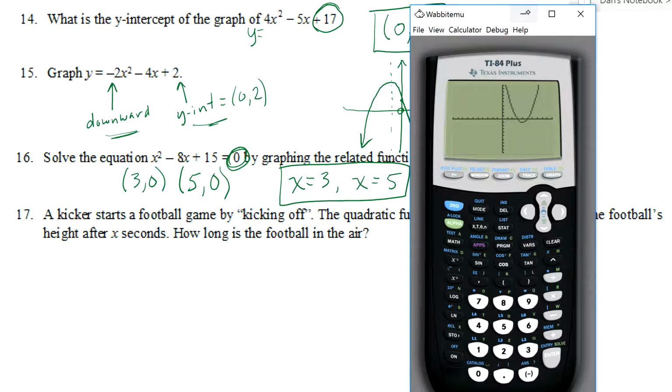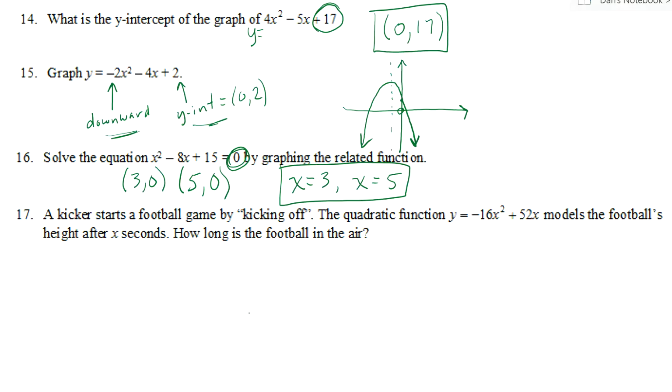Okay, and last one, a kicker starts a football game by kicking off. The quadratic function models the football's height after x seconds. So imagine we have this parabola that goes, ooh, it's a kick. Our football is going to land somewhere over here. That's my beautiful football. How long is the football in the air?